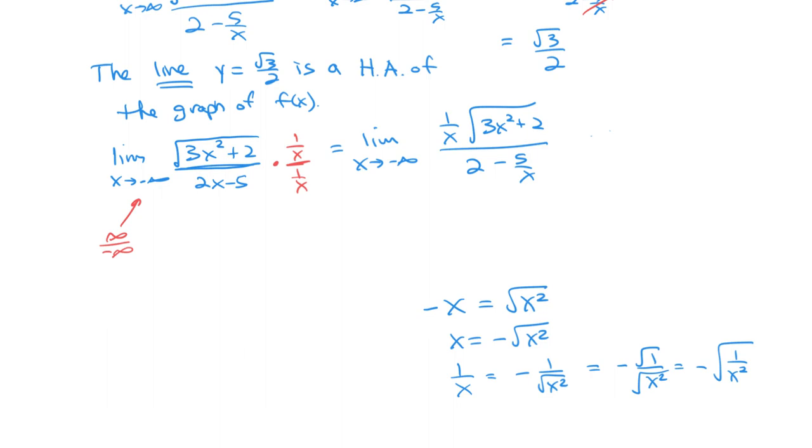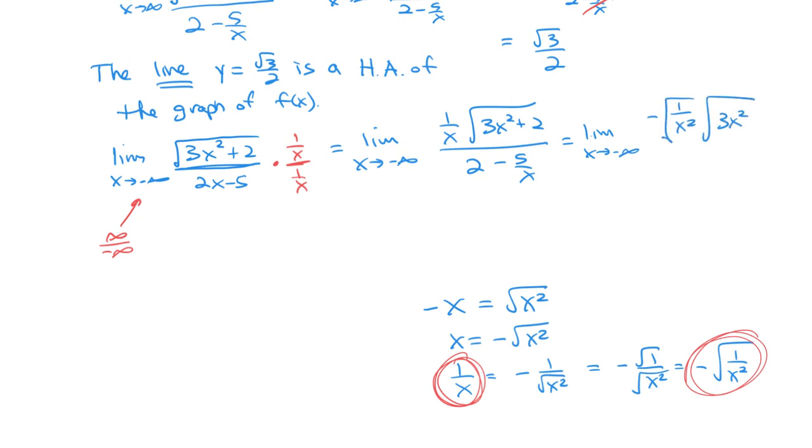So then what we're going to do is replace the 1 over x in our limit above with this here. So that will give us the limit as x approaches negative infinity, negative 1 over the square root of x squared out here, times the square root of 3x squared plus 2. Down here we've got 2 minus 5 over x. And then we're going to just distribute this through. And since we've already seen this, I'm going to skip some of the steps here. But that will give us the limit as x approaches negative infinity.